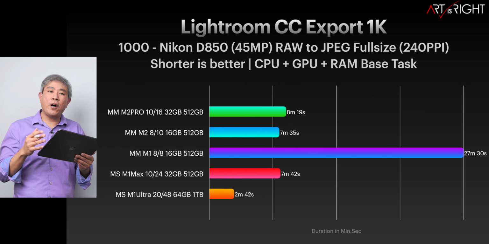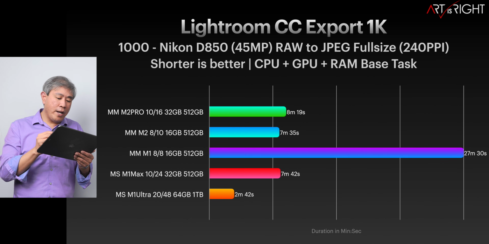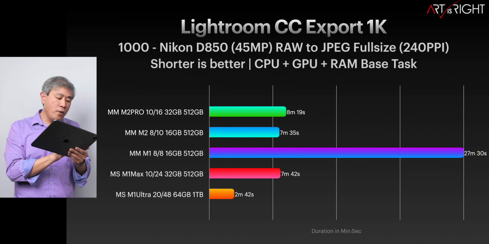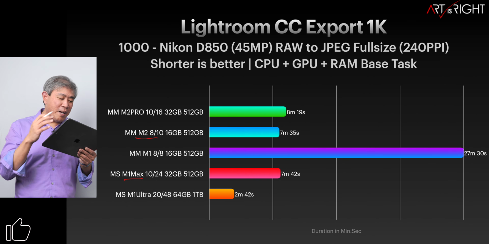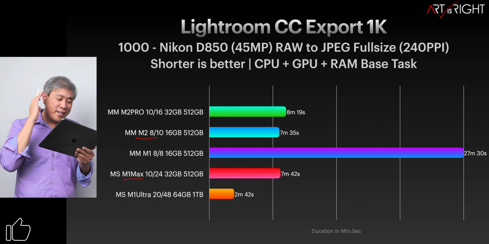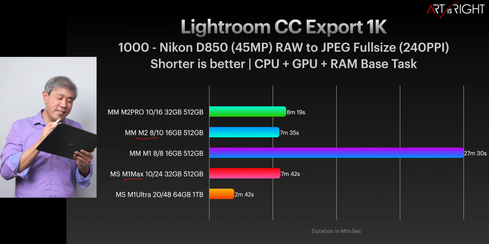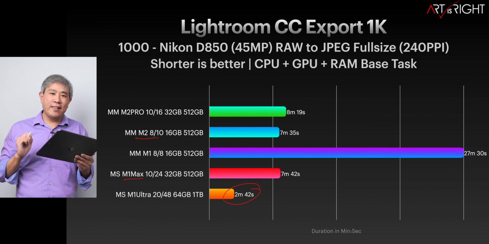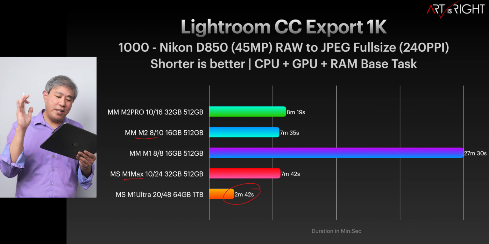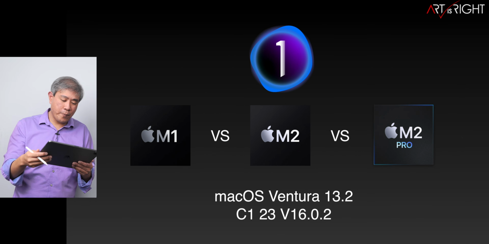Throw in the result from the Mac Studio and we get a few interesting things. So the M2 by itself beats out the M1 Max by a few seconds. I don't know how this happened. I did not switch the numbers. I ran double verification on these and this is still the result that we got. With the M1 Ultra, you're able to export 1000 Nikon D850 RAW files to JPEG in less than 3 minutes. That's just mind blowing. That's all I'm going to say.